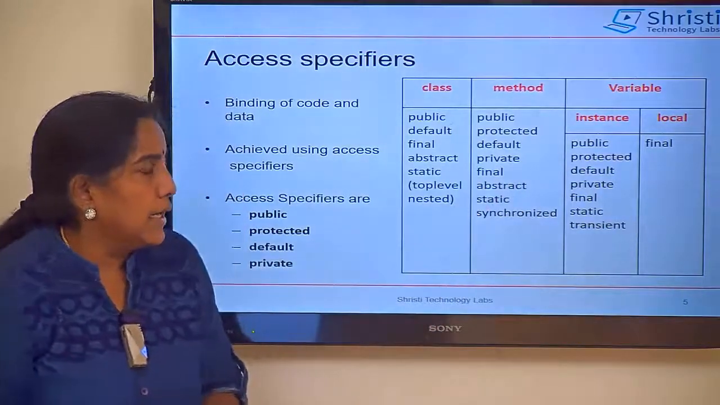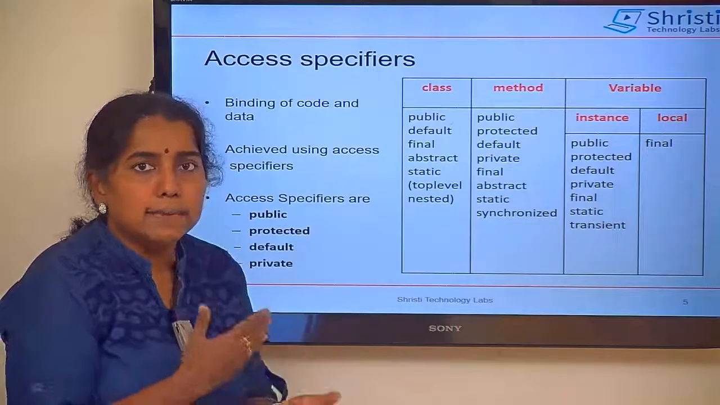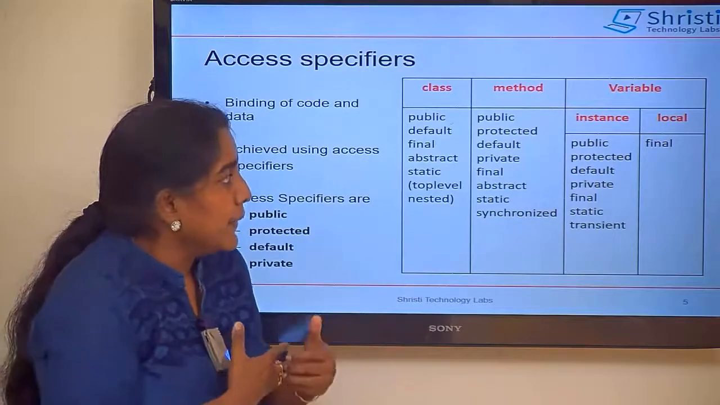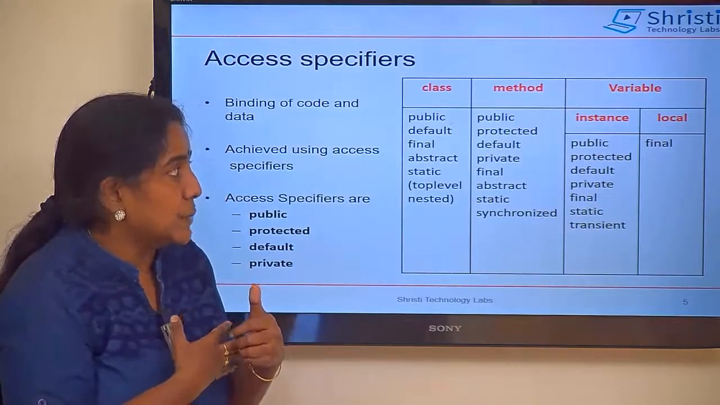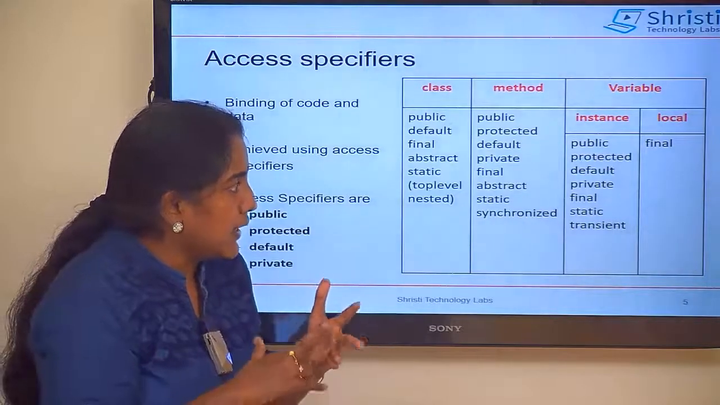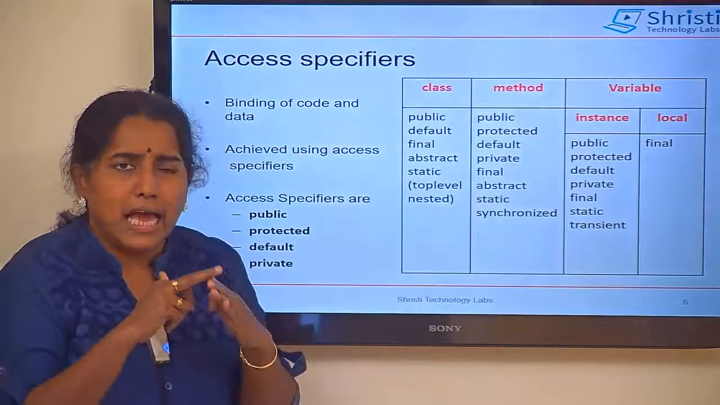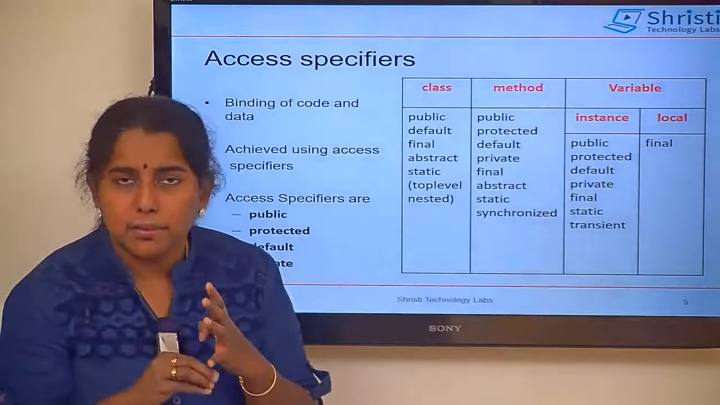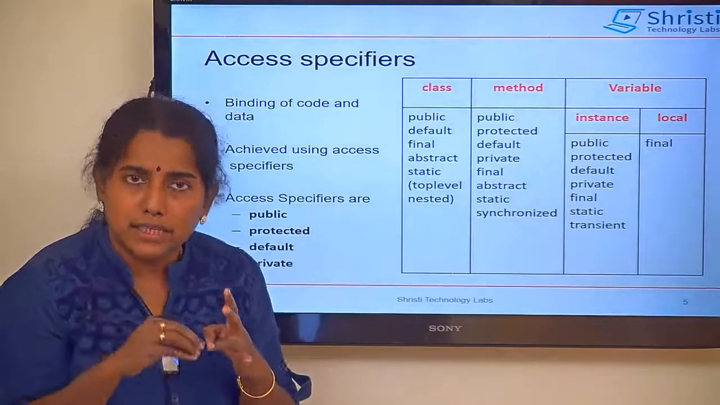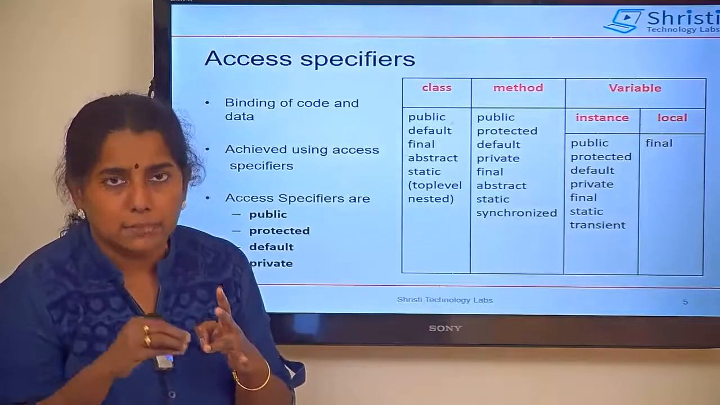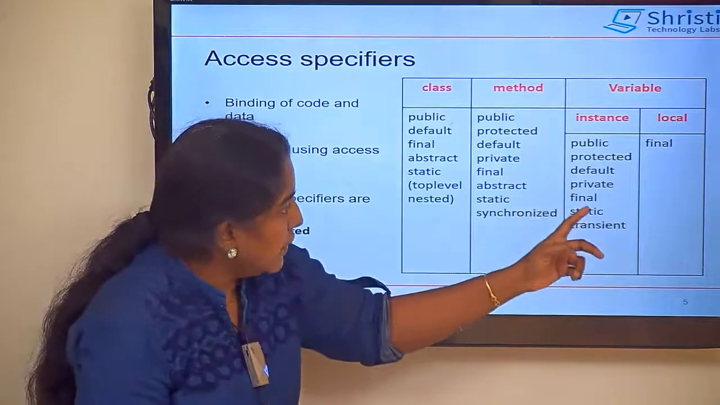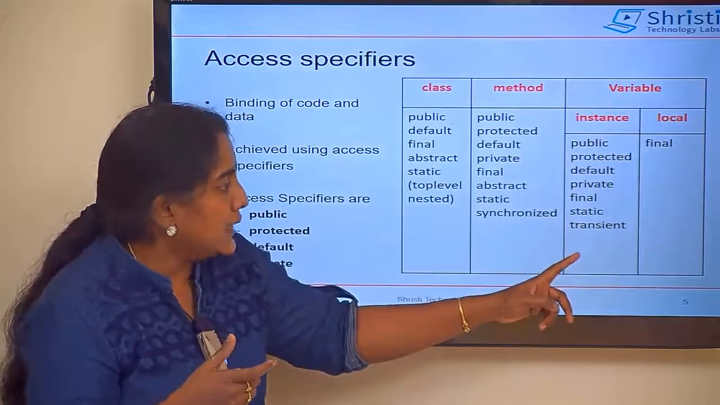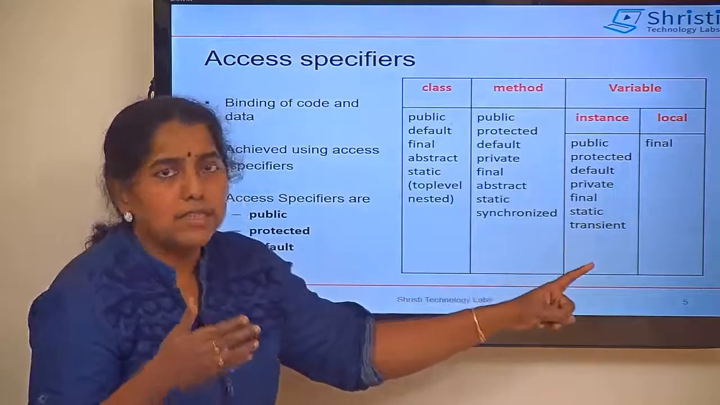Coming to the variable part. In case of variables, you have got two types of variable: instance variable and local variable. In case of instance variable, what are the access specifiers that are allowed? Public, protected, default and private. Which is the appropriate access specifier? It has to be private only. Make the variables private and give the access of these variables to the other classes using methods. And what about final? It is a constant. Static, a class variable. Transient, we will be learning when we are working with serialization.